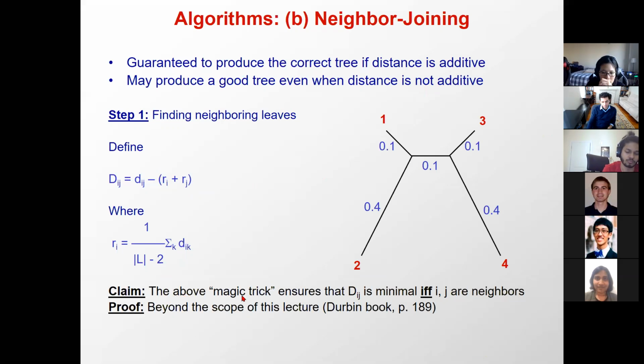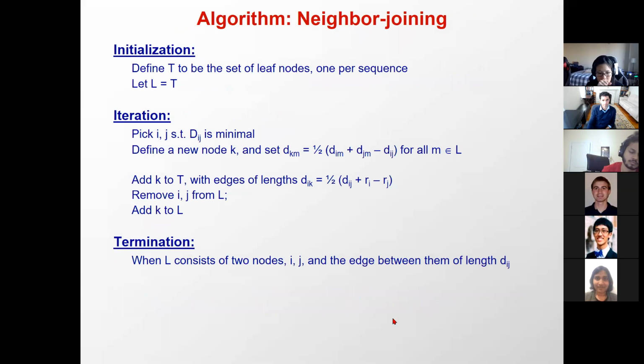So the claim is that the above magic trick ensures that Dij is minimal if and only if i and j are neighbors. And the proof is actually beyond the scope of this lecture, but you can find it in the Durbin book on page 189.